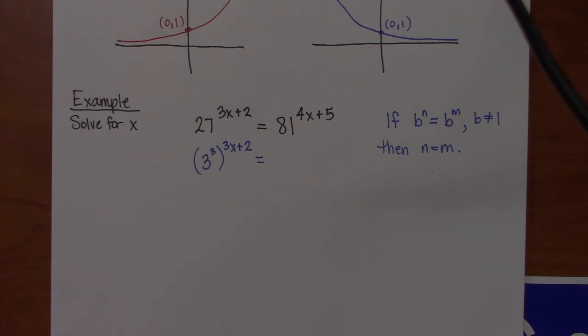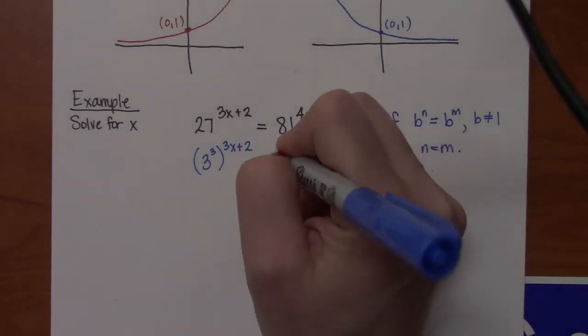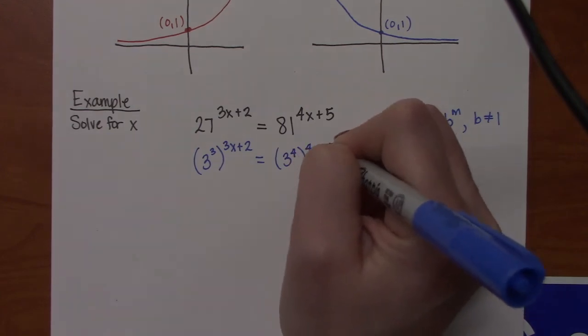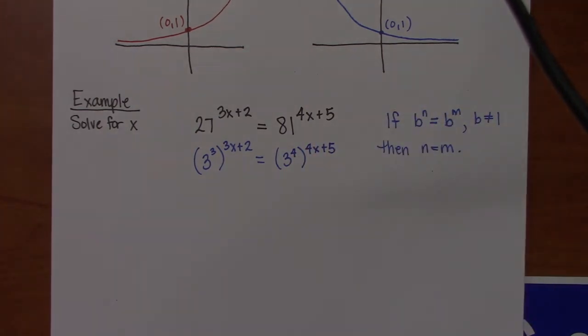So then how do I get to 81 from 3? 3 to the 4th, okay? So 81 is now 3 to the 4th times it. So all I did was replace those two numbers with how to find them in terms of 3, right? So then I'm still not quite to where I want to be. I want it to be 3 to the stuff equals 3 to the different stuff, right?